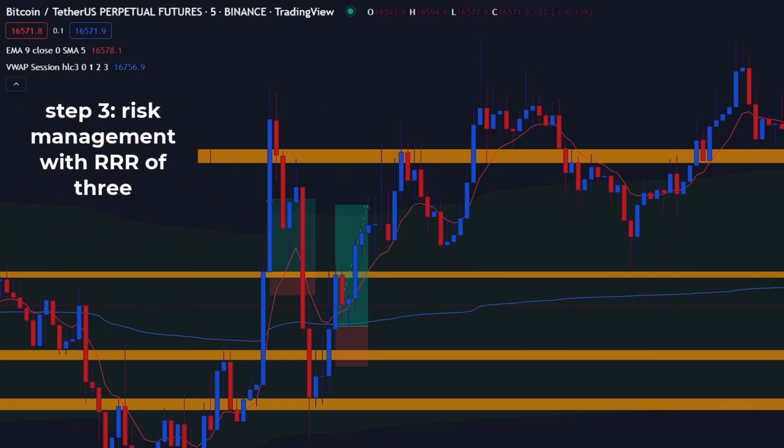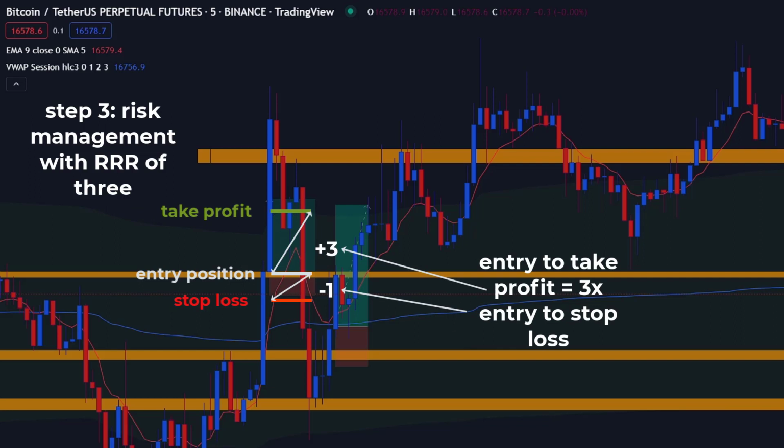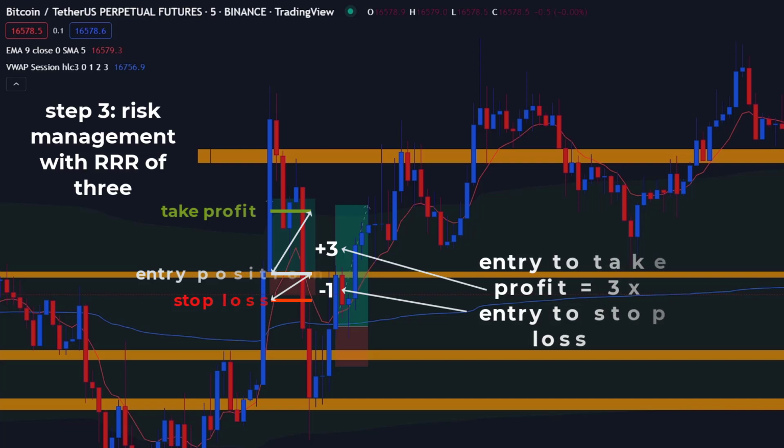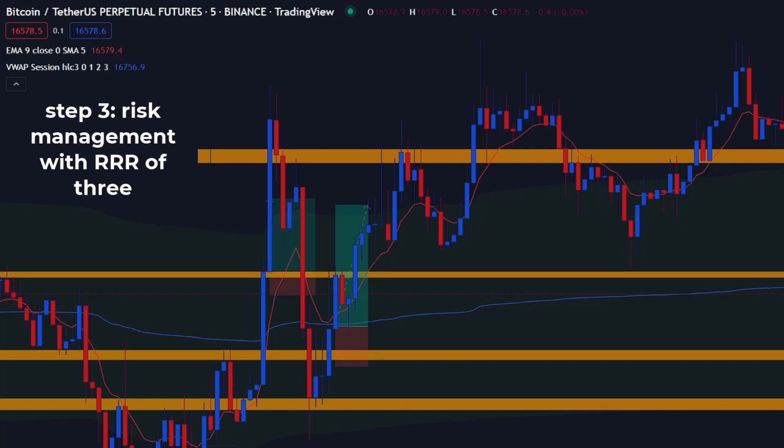Step 3. Risk management with a risk-reward ratio of 3. It is important that after we take a position, we execute it with good risk management in mind. This means we only take profit with a risk-reward ratio of 3. After we have placed our stop loss, we now set our take profit level 3 times as high from our entry position. This means that the distance from our entry position to our take profit is 3 times longer than the distance from our entry to our stop loss. By doing so, we can now make more losses than gains, as we will see later in this video.